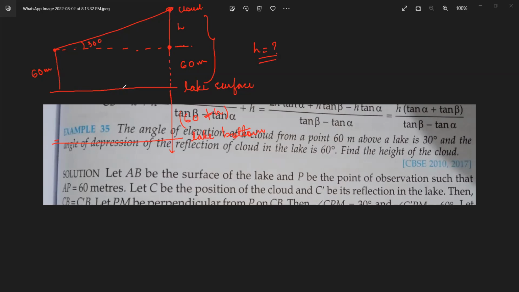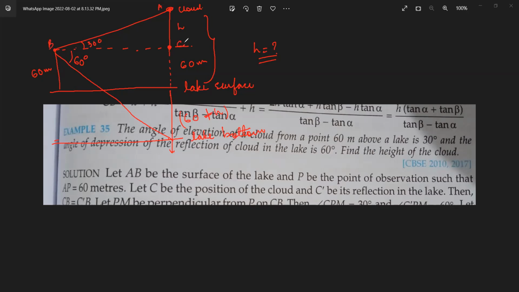Yeah, and the depression angle is also given, the angle of depression of the reflection of the cloud. So that means this angle is also given. This is 60 degree. So that's the figure here. So see, you can see two angles, 30 and 60. That means this triangle you have to take. If I call it ABC.